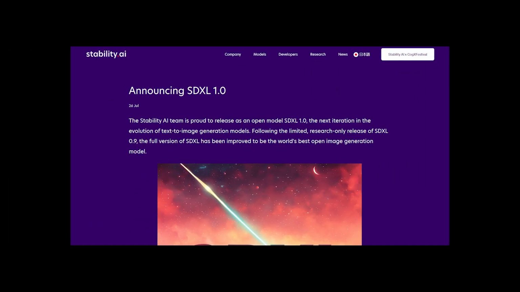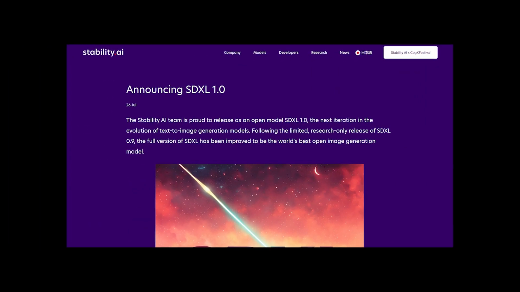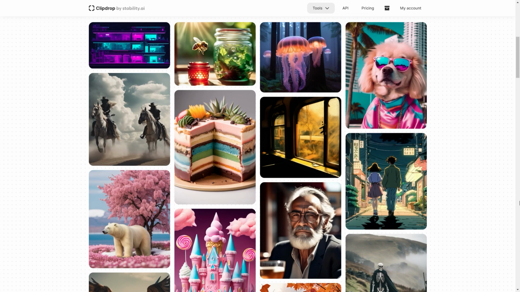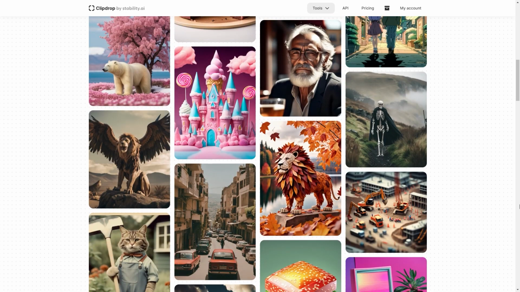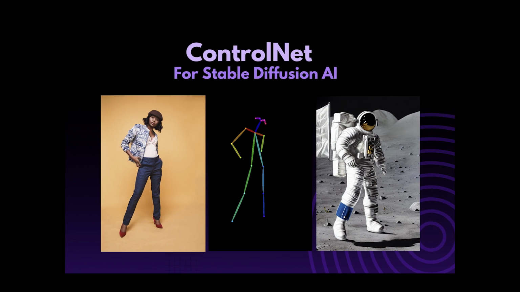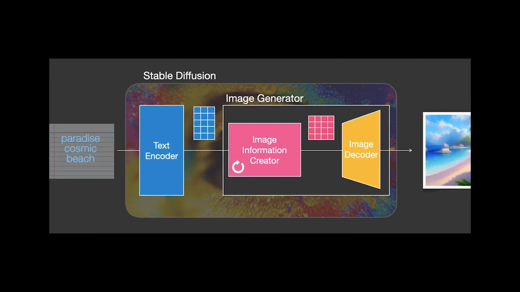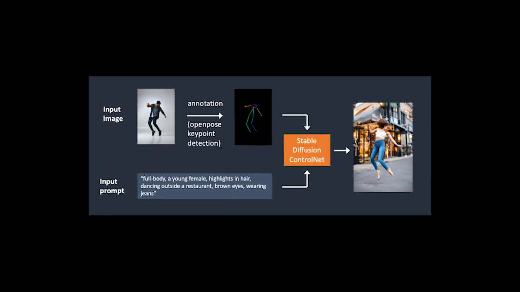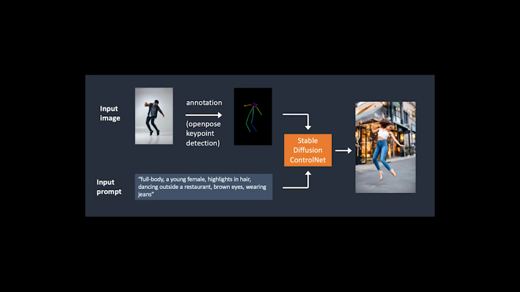SDXL 1.0 has been out for a while now. While you can generate amazing images with it, it still lacks a lot of features, an important one being ControlNet support. While in regular Stable Diffusion models you generate images using only positive and negative text prompts, ControlNet allows you to add one more conditioning using an input image.